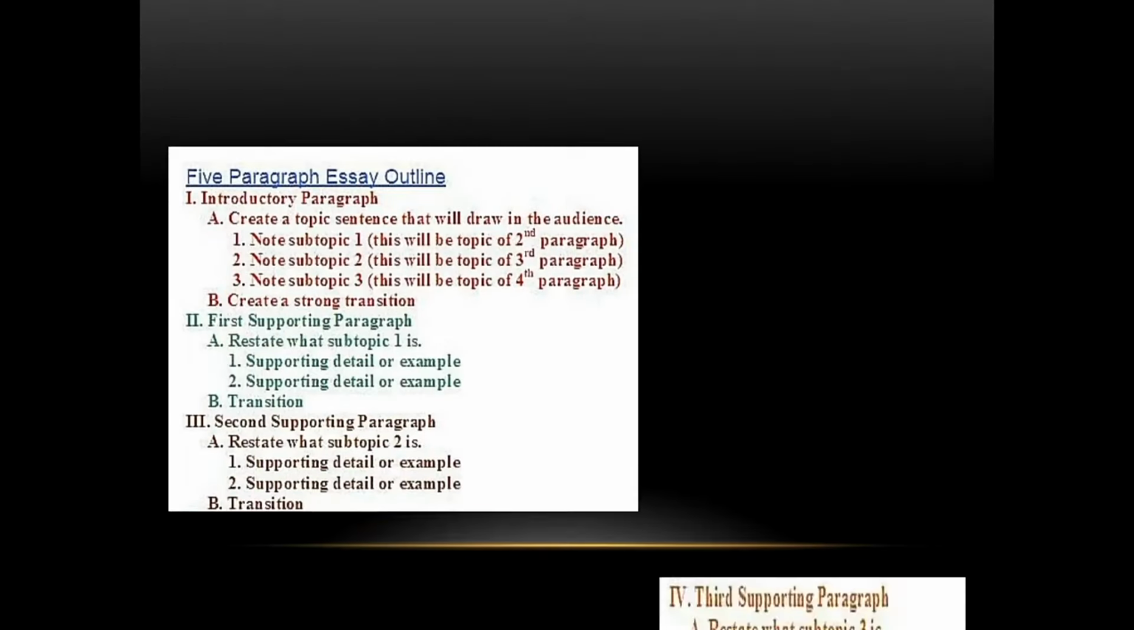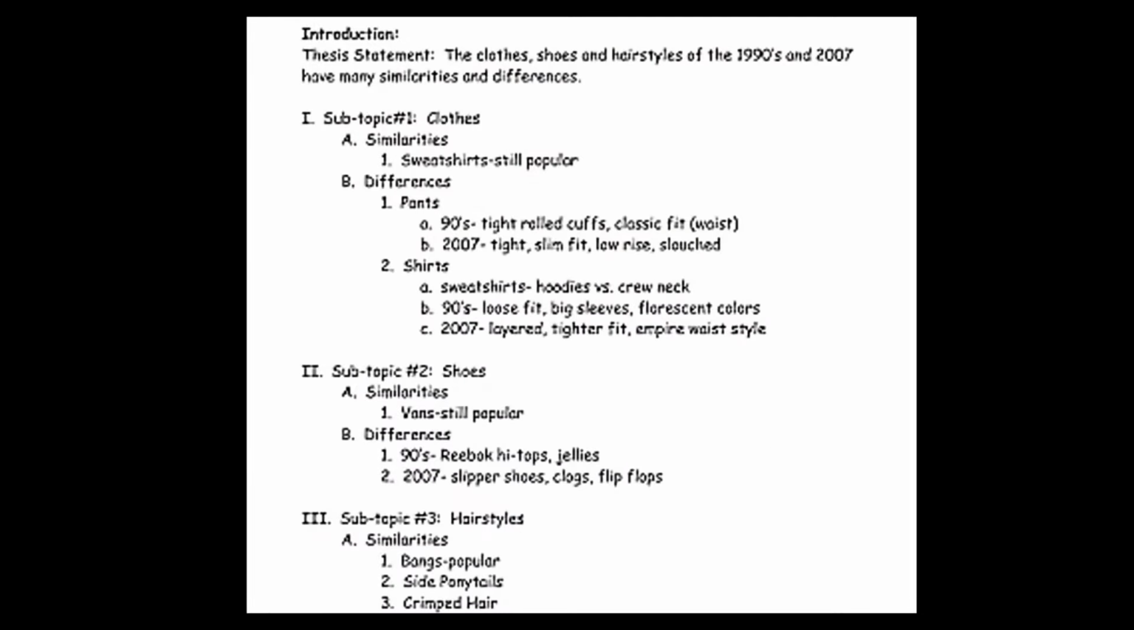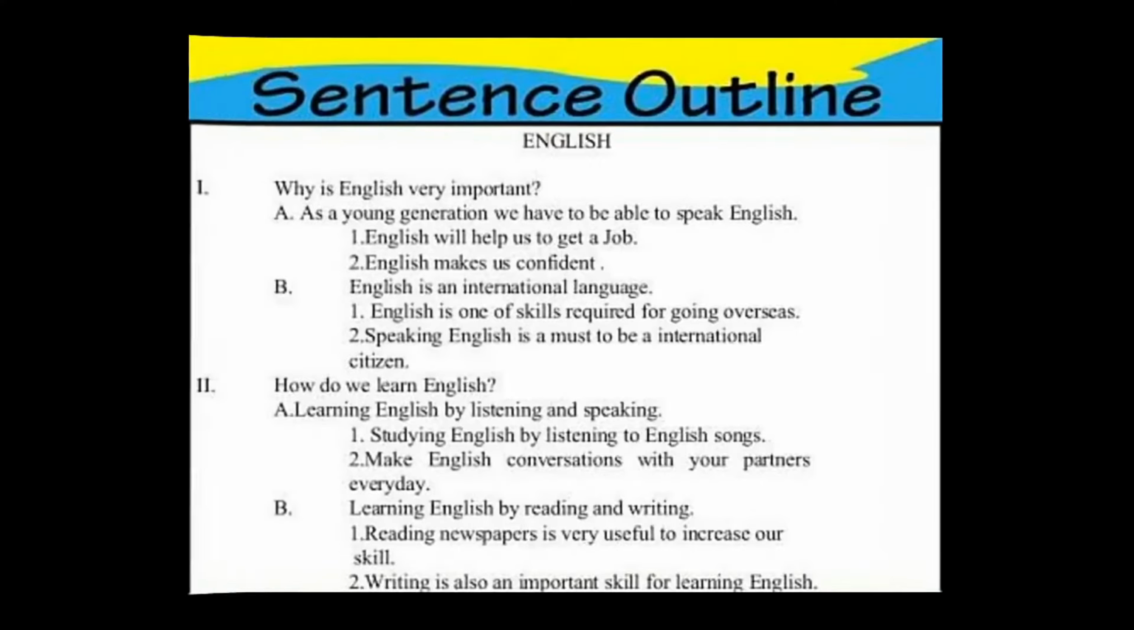What is topic outline? This is an example of a topic outline. A topic outline is a form of writing an outline using only topics. This is of course different from sentence outline, since sentence outline is a form of outline making use of complete sentences.